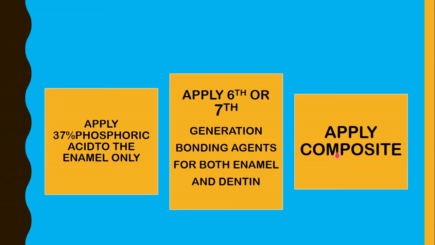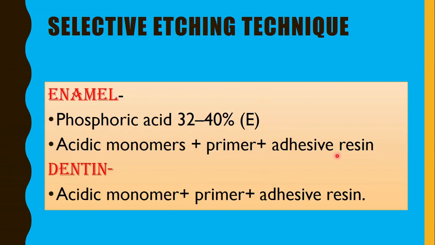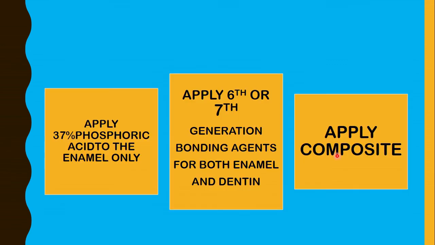So here we have the 3 different techniques. When we are supposed to work only in the enamel, like in case of veneers, we can go for the total etching technique. But if we are supposed to work on the dentin only, then we can go for the self-etching adhesive systems. And obviously this selective etching technique is also most commonly used.